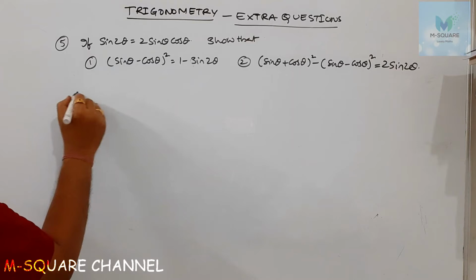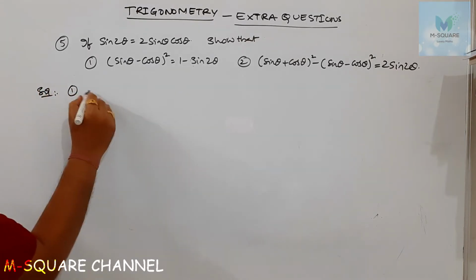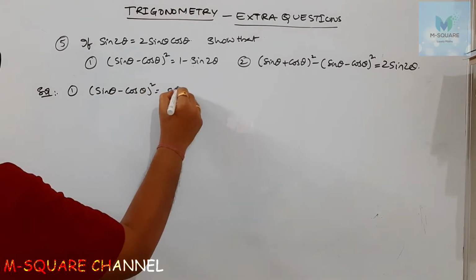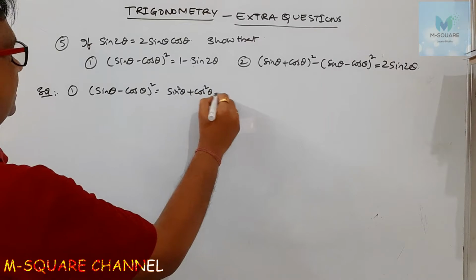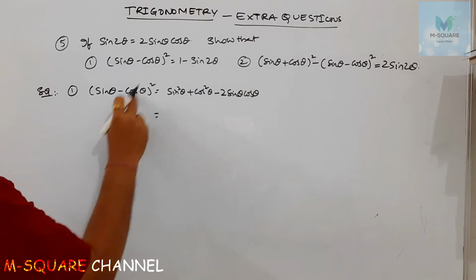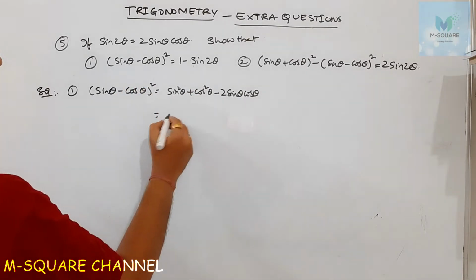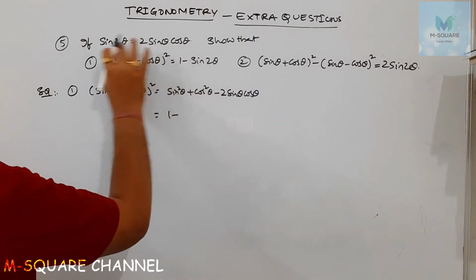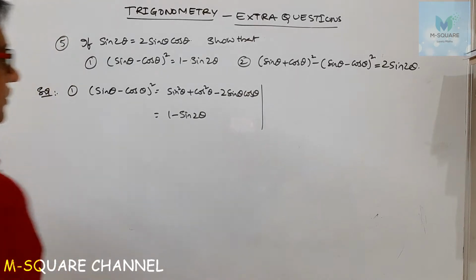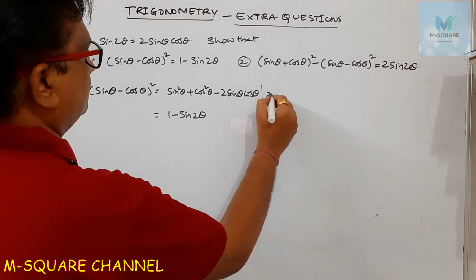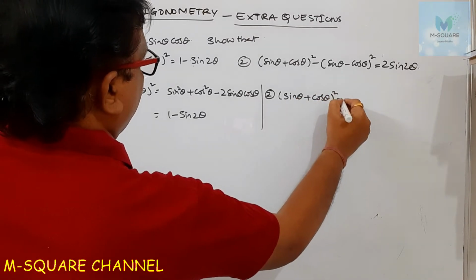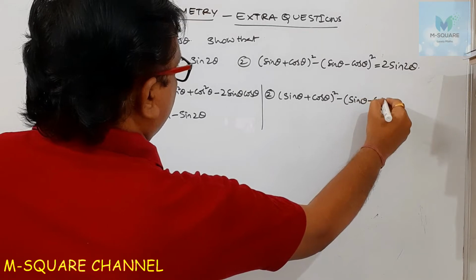Here the first question: (sin theta minus cos theta) whole square equals sin square theta plus cos square theta minus 2 sin theta cos theta, because (a minus b) whole square is a square plus b square minus 2ab. So 1 minus, what is 2 sin theta cos theta? Sin 2 theta. So 1 minus sin 2 theta. This is the first one. In the second one, (sin theta plus cos theta) whole square minus (sin theta minus cos theta) whole square.